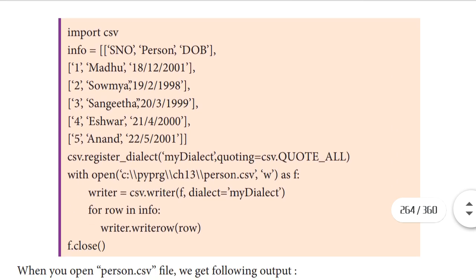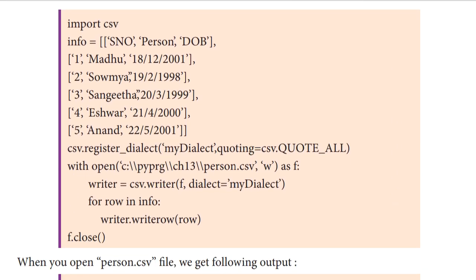So first line as usual we want to import the CSV module. Next they have created a list. In this list we have three details of each person: serial number, person, date of birth. So everything they mentioned within the list. The name of the list is info. Next we use the csv.register_dialect class.